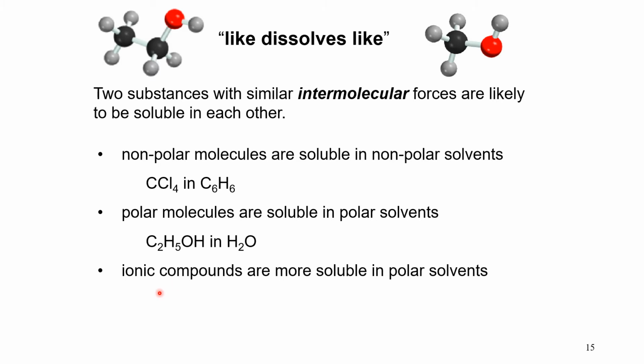And just to point out that ionic compounds go along with the polar because you get that positive-negative interaction. So ionic compounds like our sodium chloride, you know how you can dissolve salt in water because water is polar. But if you try to dissolve salt in this benzene up here that's nonpolar, it actually does not dissolve much at all.